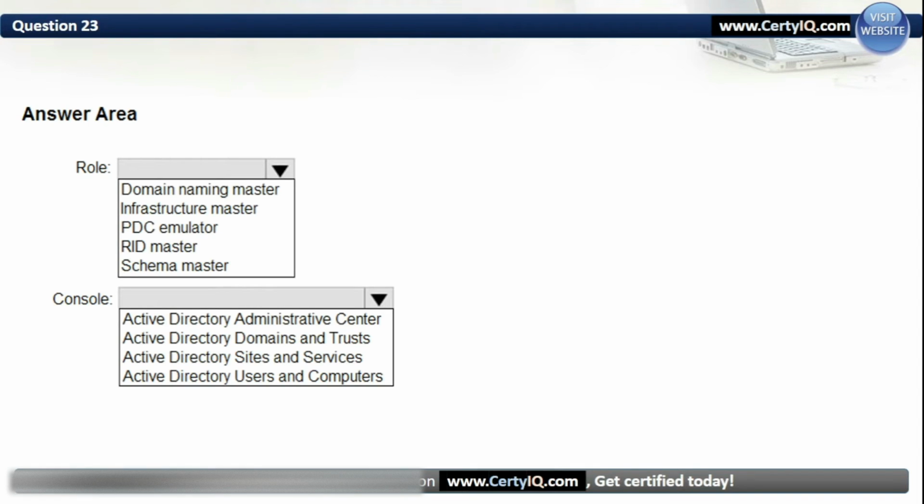To the answer area, role. Our options are domain naming master, infrastructure master, PDC emulator, RID master, or schema master. The correct option is PDC emulator. To the next statement, console. Our options are Active Directory Administrative Center, Active Directory Domains and Trusts, Active Directory Sites and Services, Active Directory Users and Computers. The correct option is Active Directory Users and Computers.